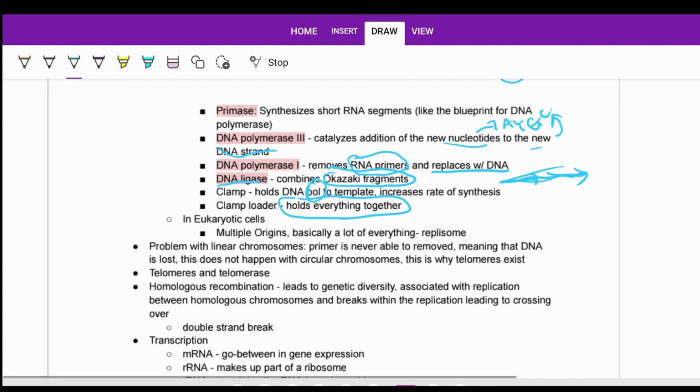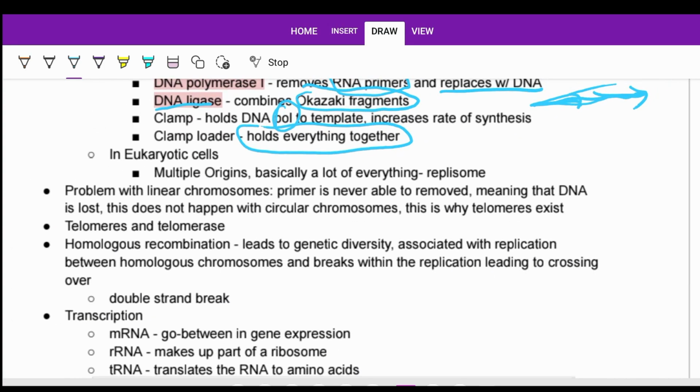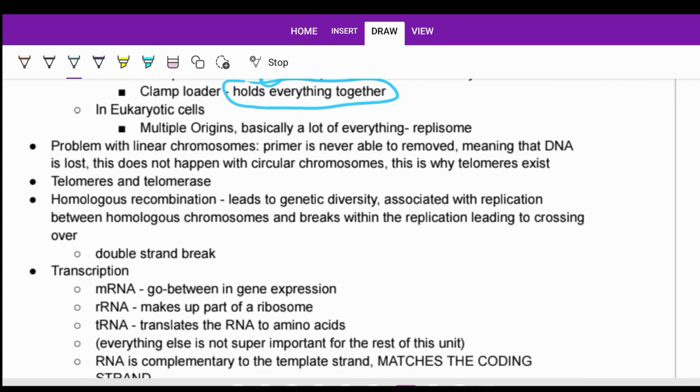In eukaryotic cells, replication is basically like what happens in prokaryotes, but 10 times bigger. More than that, a lot bigger. It's basically the same, just a lot more helicase, a lot more DNA polymerase, because it's a bigger cell. So yeah, there's a problem with linear chromosomes, which is kind of concerning given that we have linear chromosomes. But the primer on linear chromosomes is never able to be removed at the end.